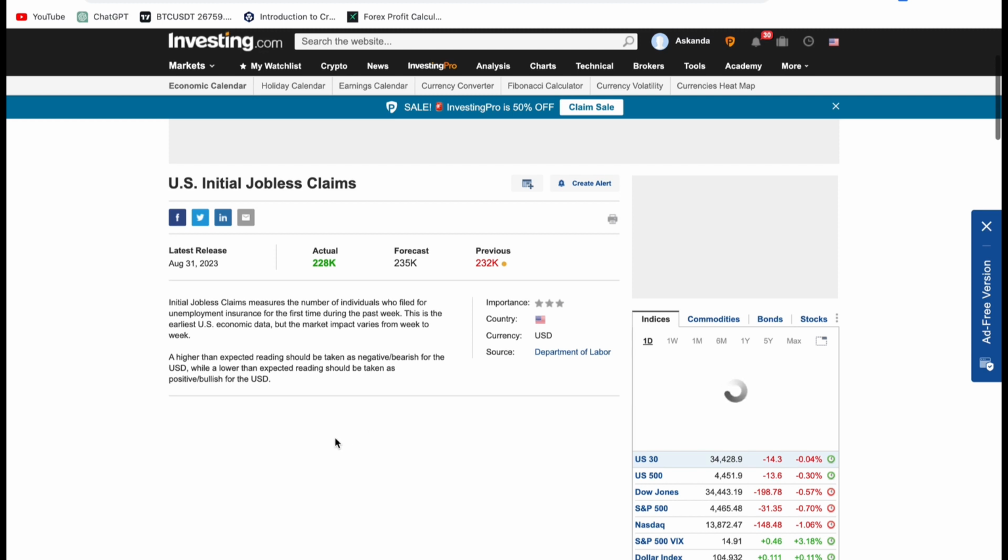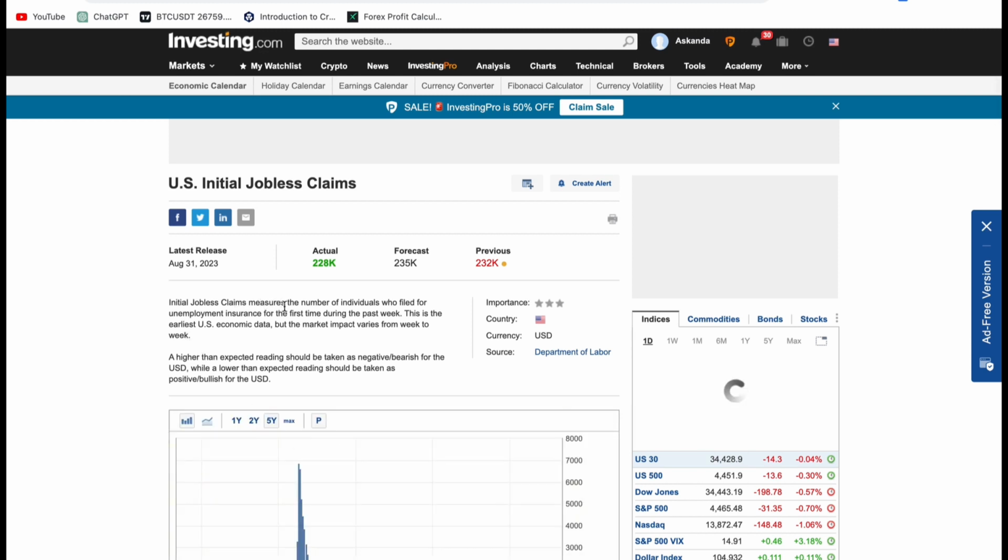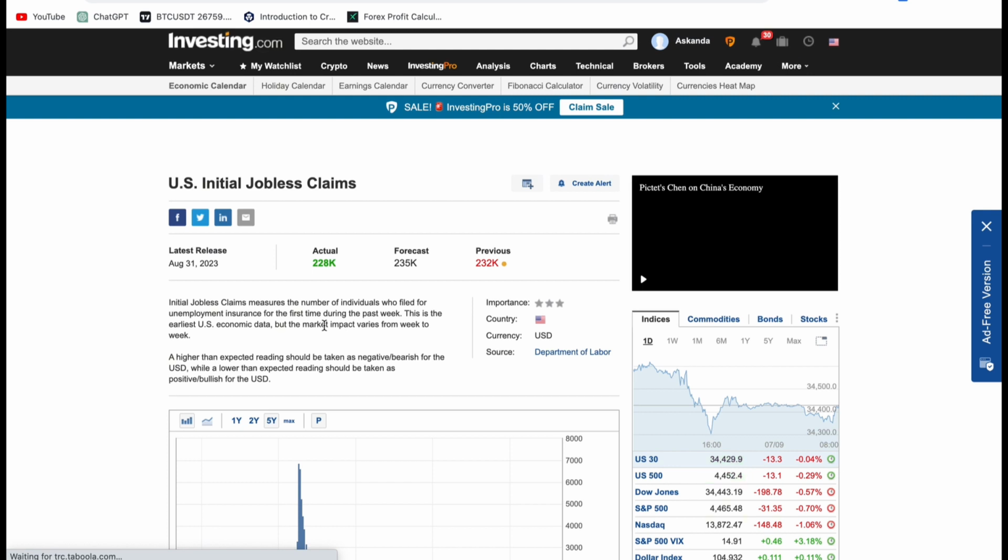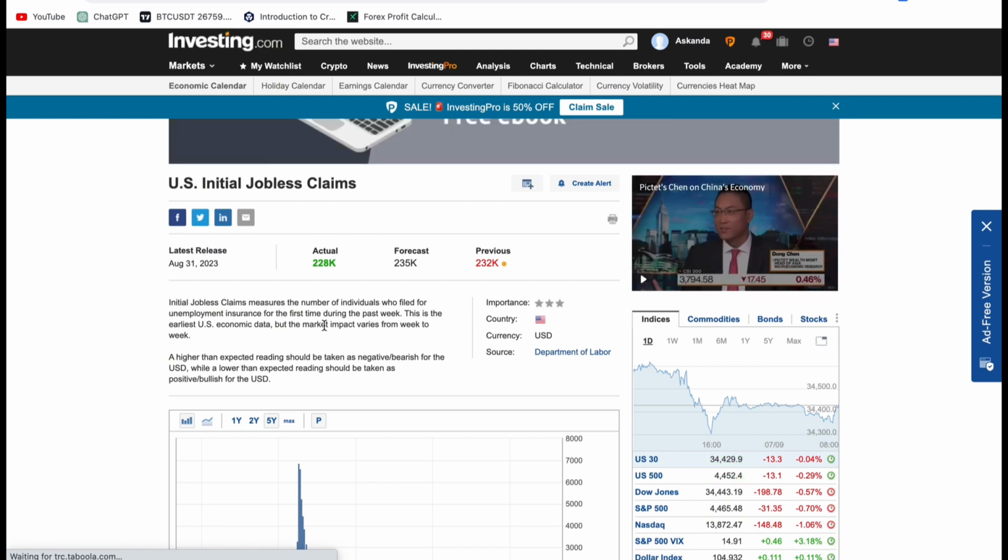So initial jobless claims measures the number of individuals who filed for unemployment in the past week. Every single month, people lose their jobs. Let's say in Ghana or in Nigeria, if many people lose their jobs, that means the cedi is not doing well, the economy is not doing well. So what happens? The cedi will start to fall in value. Investors will not invest in the country again. This is the same thing as trading crypto.